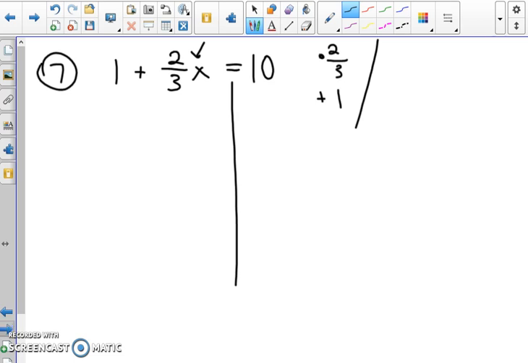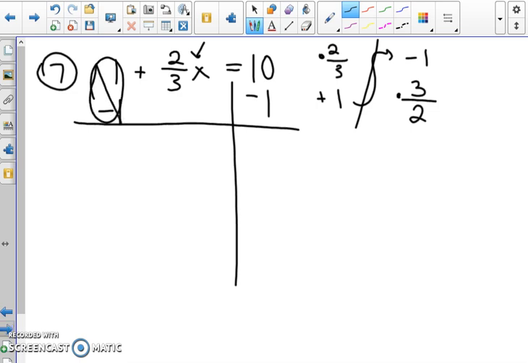But I'm going to solve because I don't know what it is, so we're going to do reverse order inverse operations. So instead of plus 1, we're going to subtract 1, and instead of times 2/3, I'm actually going to multiply by the reciprocal, because that's that times by a fraction, so times 3 halves. So we'll subtract 1, zero pair. 2/3 x is equal to 9.